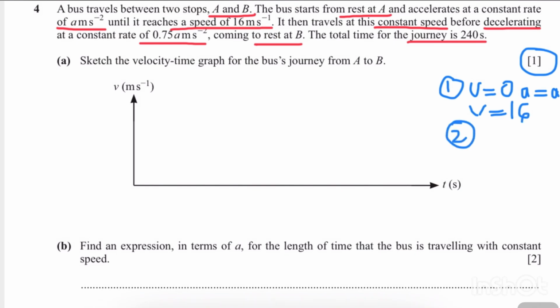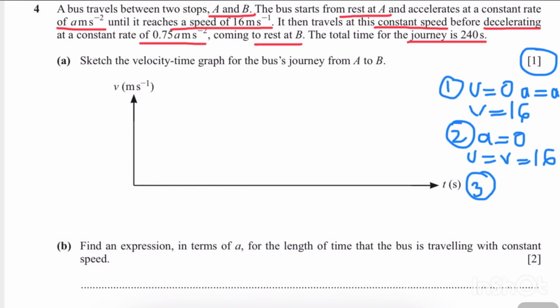Now for the second part, they are saying that it travels at a constant speed, meaning the acceleration is 0. But it is still operating at a speed of 16, which means the final and initial velocity will remain the same, which is 16 as well. The time for both of these different parts is not given, but the total time is given.